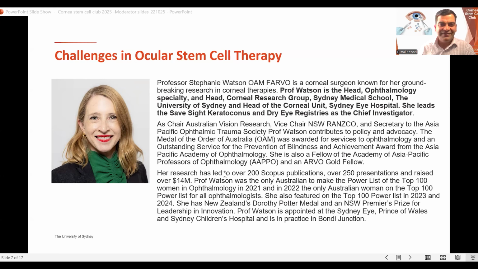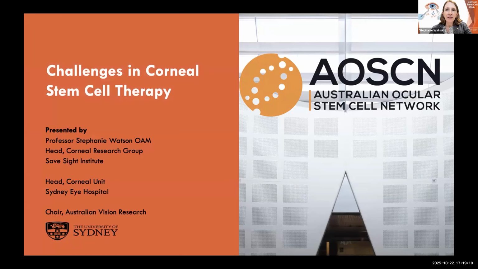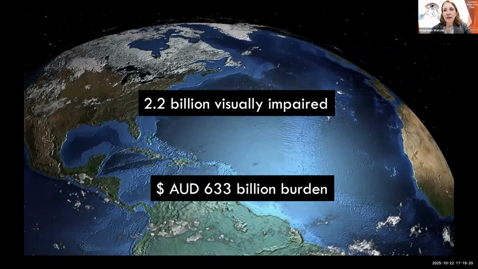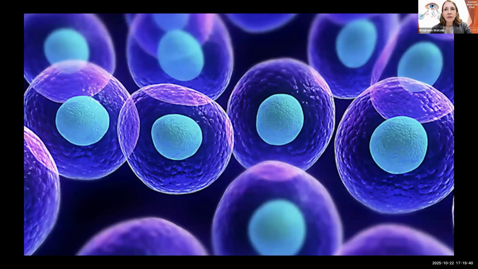Over to you, Stephanie. And so Professor Di Girolamo has given a very good background into corneal stem cells, and I'm now going to talk about some challenges in corneal stem cell therapy. And the reason why we need stem cell therapies is because across the planet, there's about 2.2 billion people that are visually impaired. And this comes at an incredible cost, obviously, to the individuals and also to society, with over $600 billion burden for the Australian dollars alone. So it's these stem cells that hold promise.